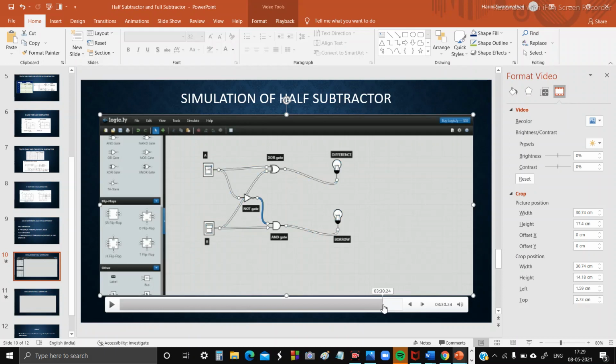Finally, we are checking the inputs, where by giving 1 at A and 0 at B, we are getting difference as 1 and borrow as 0. Then by giving 1 at A and 1 at B, we are getting difference as 0 and borrow as 0. By giving 0 at A and 1 at B, we are getting difference as 1 and borrow as 1. And finally, by giving 0 at A and 0 at B, we are getting 0 in the difference and 0 in the borrow. This is all about simulation of half subtractor.